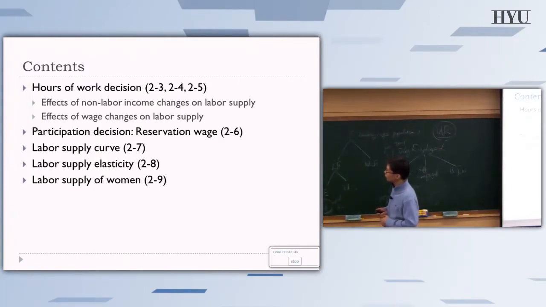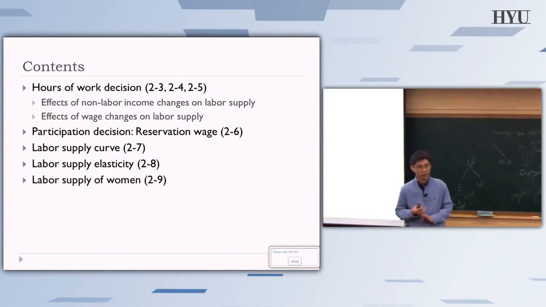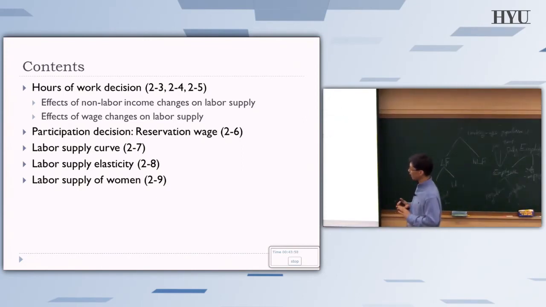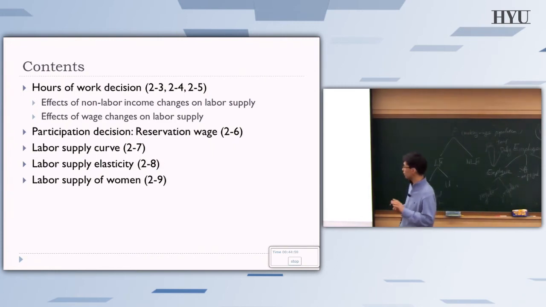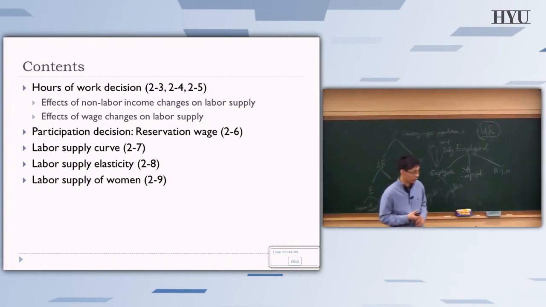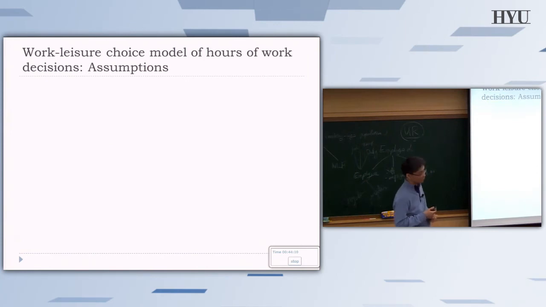Using this model, first we will see hours of work decisions, how many hours to work, and then we will see the participation decision, whether to work or not. We derive the labor supply curve, and we talk about labor supply elasticity and labor supply of women as a special topic.